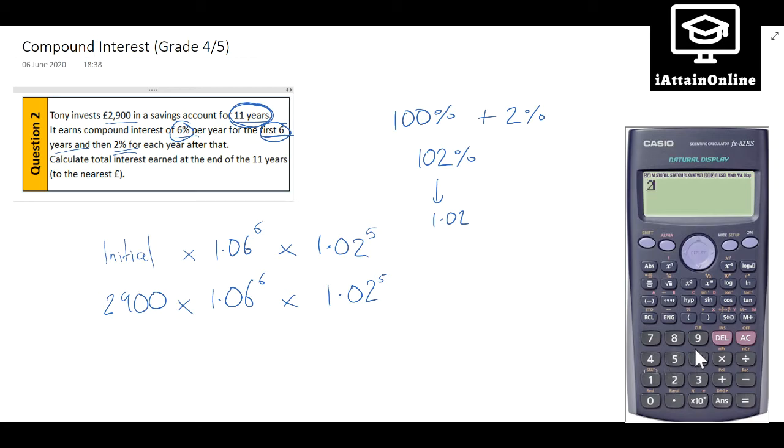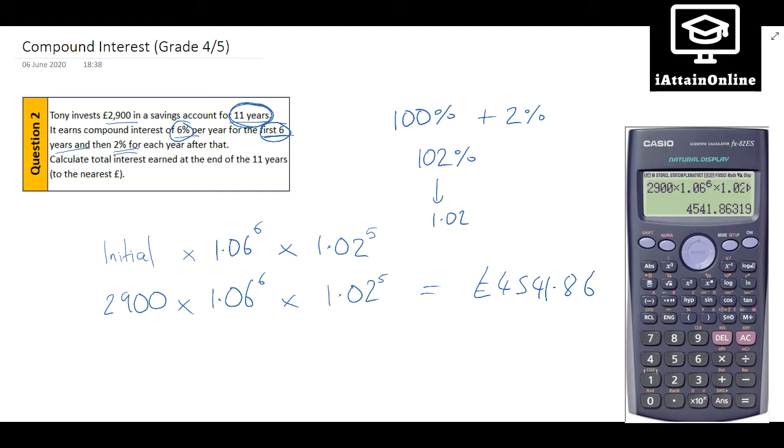So over to the calculator, 2,900 times 1.06 to the power of 6. Remember, your little cursor here is flashing just next to that power, so we need to move over to the right, and then we times that by 1.02 to the power of 5. And again, this gives us the total amount at the end of 4541.86. Okay, so that's the total amount.